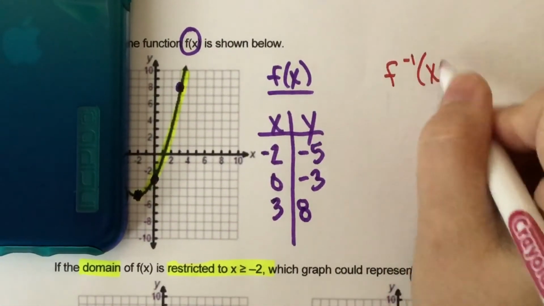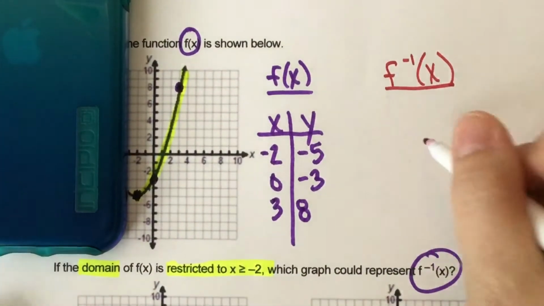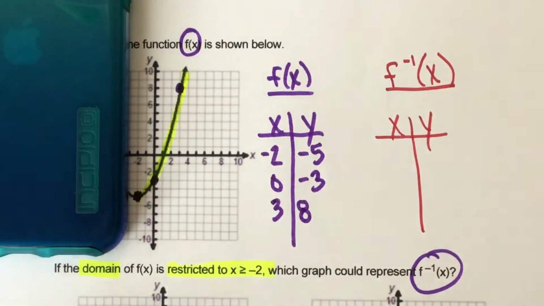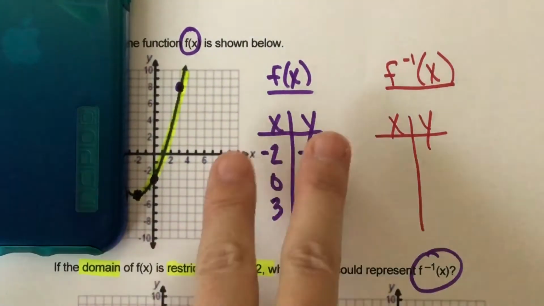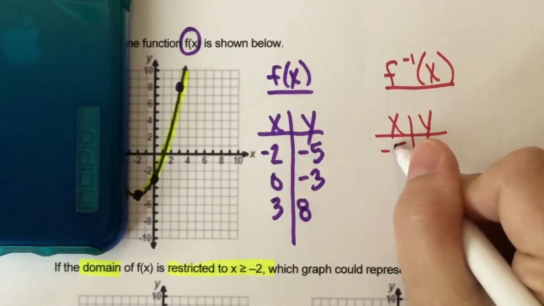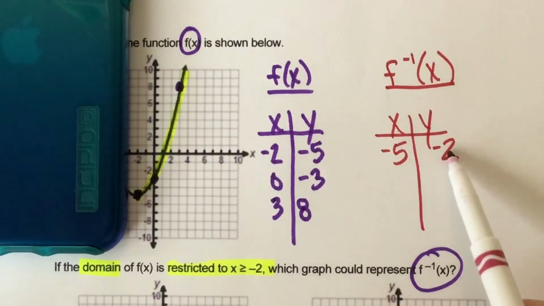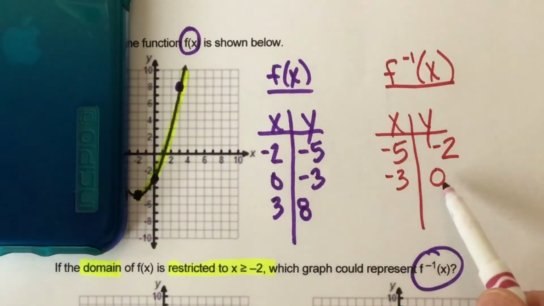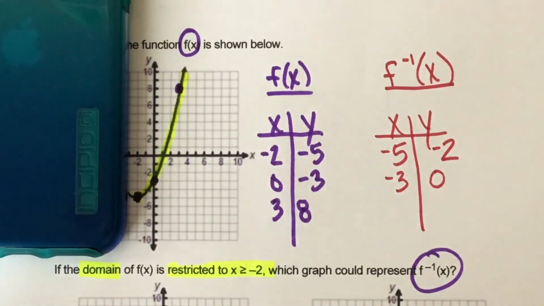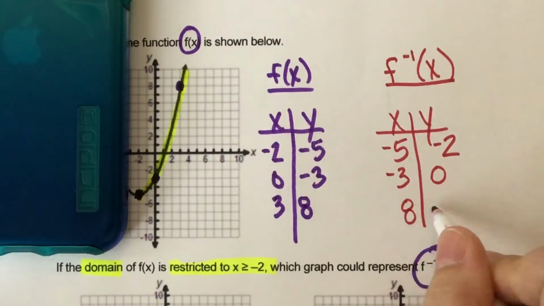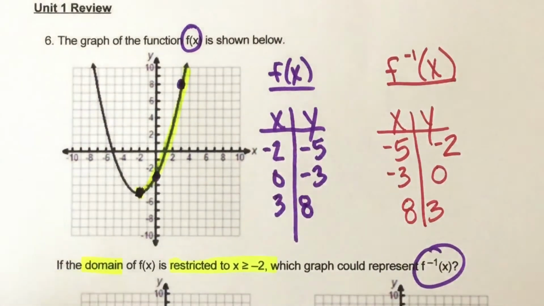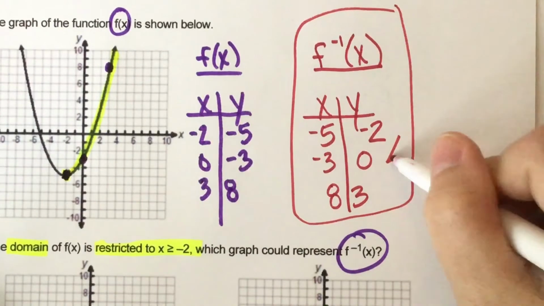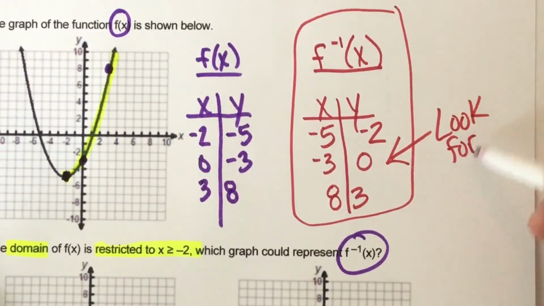So now, if I want to do the inverse of f of x, this is when you flip-flop all your x's and y's. Whenever you're finding the inverse, you flip the x and y. So negative 2, negative 5, flip it, becomes negative 5, negative 2. So the x becomes the y, and the y becomes the x. Flip it, we've got negative 3, 0. So the x became the y, and the y became the x. That's what happens when you work with inverses. And if I flip it, I get 8, 3. Okay, so down below, it wants to know which of these graphs could represent the inverse. So I want to be looking for these points.